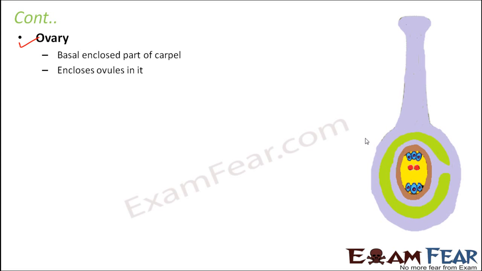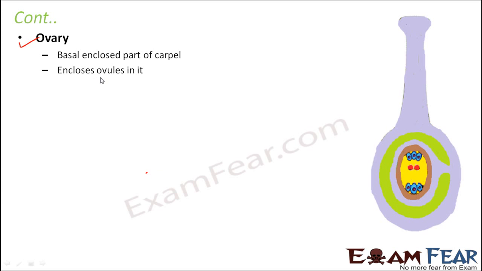So let us now quickly talk about the different parts of the carpel. As I explained in the previous slide, let us quickly look at the description. The first part that we talked about was the ovary. It is the basal enclosed part of the carpel. If you look here, the basal portion is enclosed, it is covered from all ends, and it is also swollen. So this portion is the ovary. It encloses ovules in it.